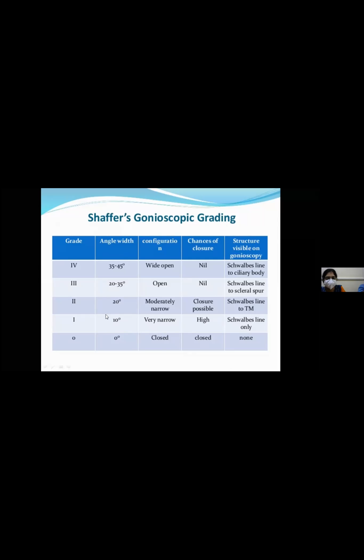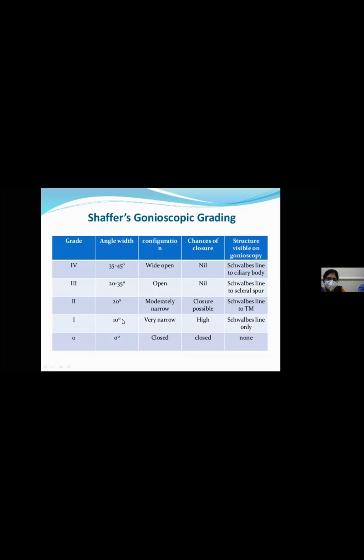And in grade 1, the angle is further decreased, 10 degrees, and there are high chances of closure. The only structure visible is Schwalbe's line. And grade 0, angle width is 0 degrees, it's completely closed, so there are no structures visible.